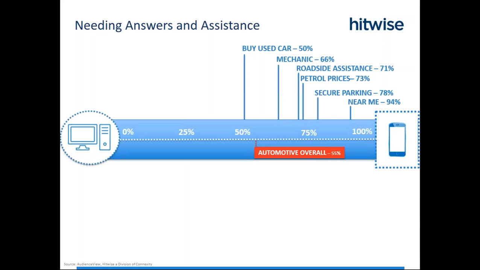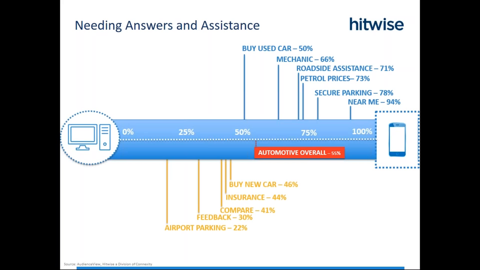However, when you look at the desktop, interestingly enough, buying a new car is more likely to be done on a desktop than a mobile. Seeking out insurance and quotes for insurance is more likely to be done on the desktop. Price comparison is also more likely to be done on the desktop, and so is feedback.